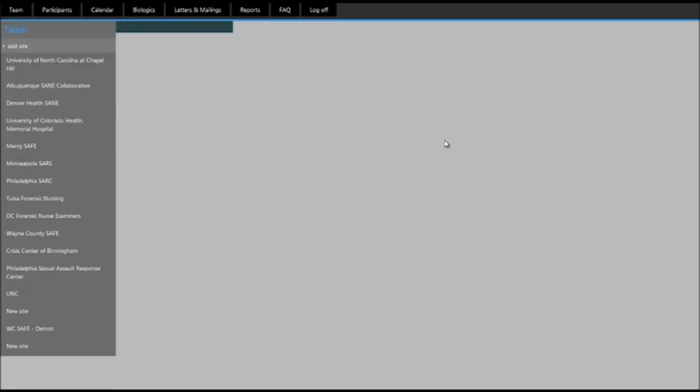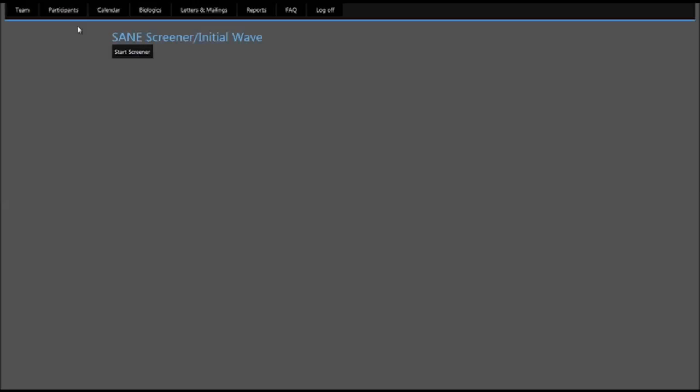And once you do that, it'll take you to the main home page of the Women's Health Study database. Now on mine, it shows all of the different sites. On yours, it'll just show your particular site that you'll be using. So to enroll a participant, you'll go up to the Participants tab and click on Screen Initial Wave. And then once you do that, you'll click Start Screener.